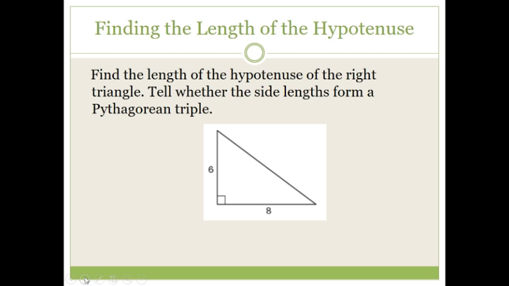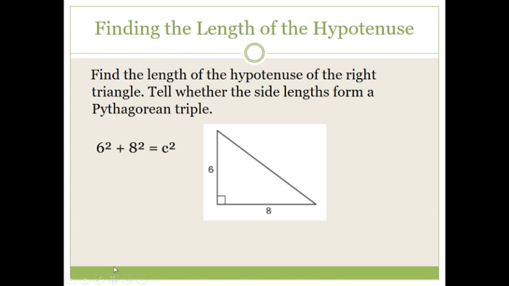So what do I mean? Well, let's do an example and find out. Let's find the length of the hypotenuse of this right triangle and then determine whether it is a Pythagorean triple. So suppose I have a triangle with the lengths of the legs being 6 and 8.